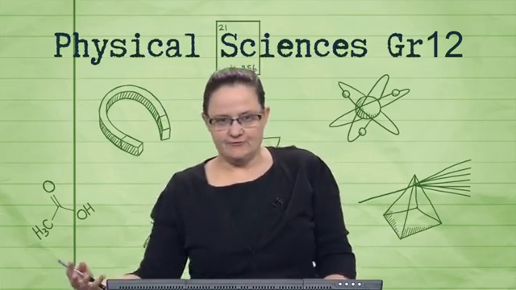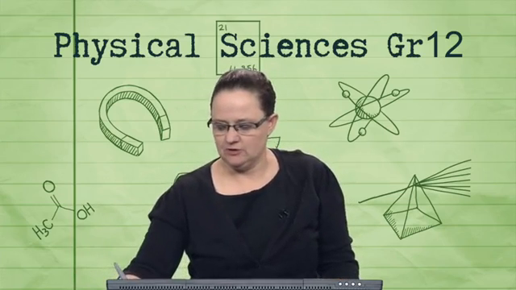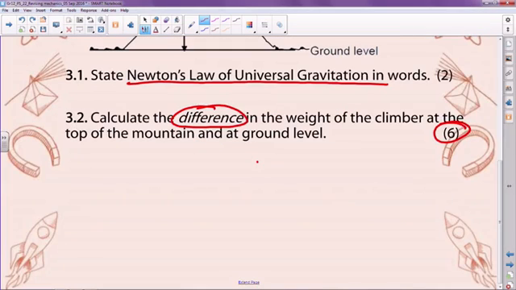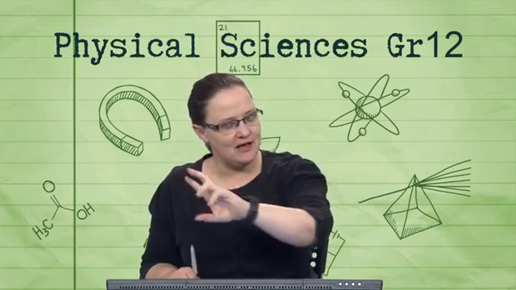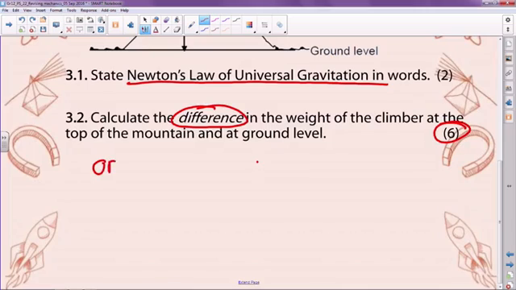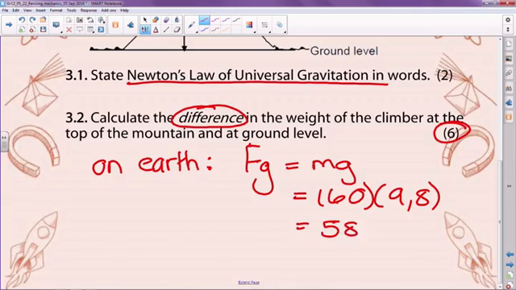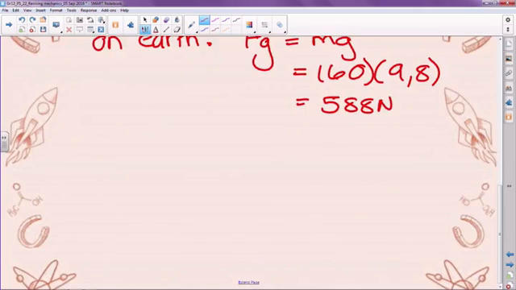The fact that they said a difference in weight actually does make it easier for us, because if we want a difference in weight, we've got to recognize that the further away the climber gets from the surface of the Earth, the smaller his weight's going to be, because that's the force of attraction between the Earth and the climber. So the first thing I'm going to do is say, well, on Earth, on the surface, his weight is Fg. I don't need to use the equation for universal gravitation. So that means it's 60 times 9,8, which is 588 newtons. So that's on the surface of the Earth.